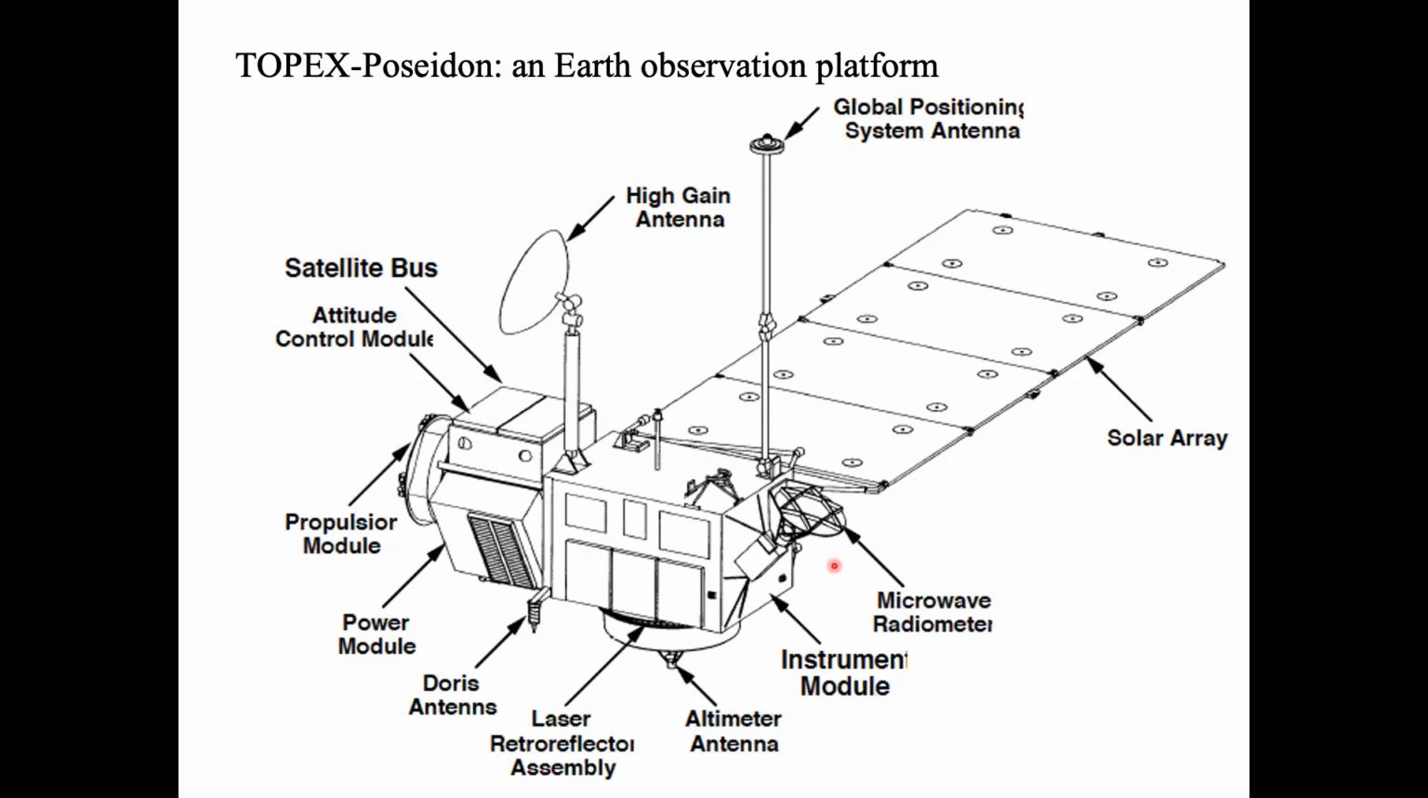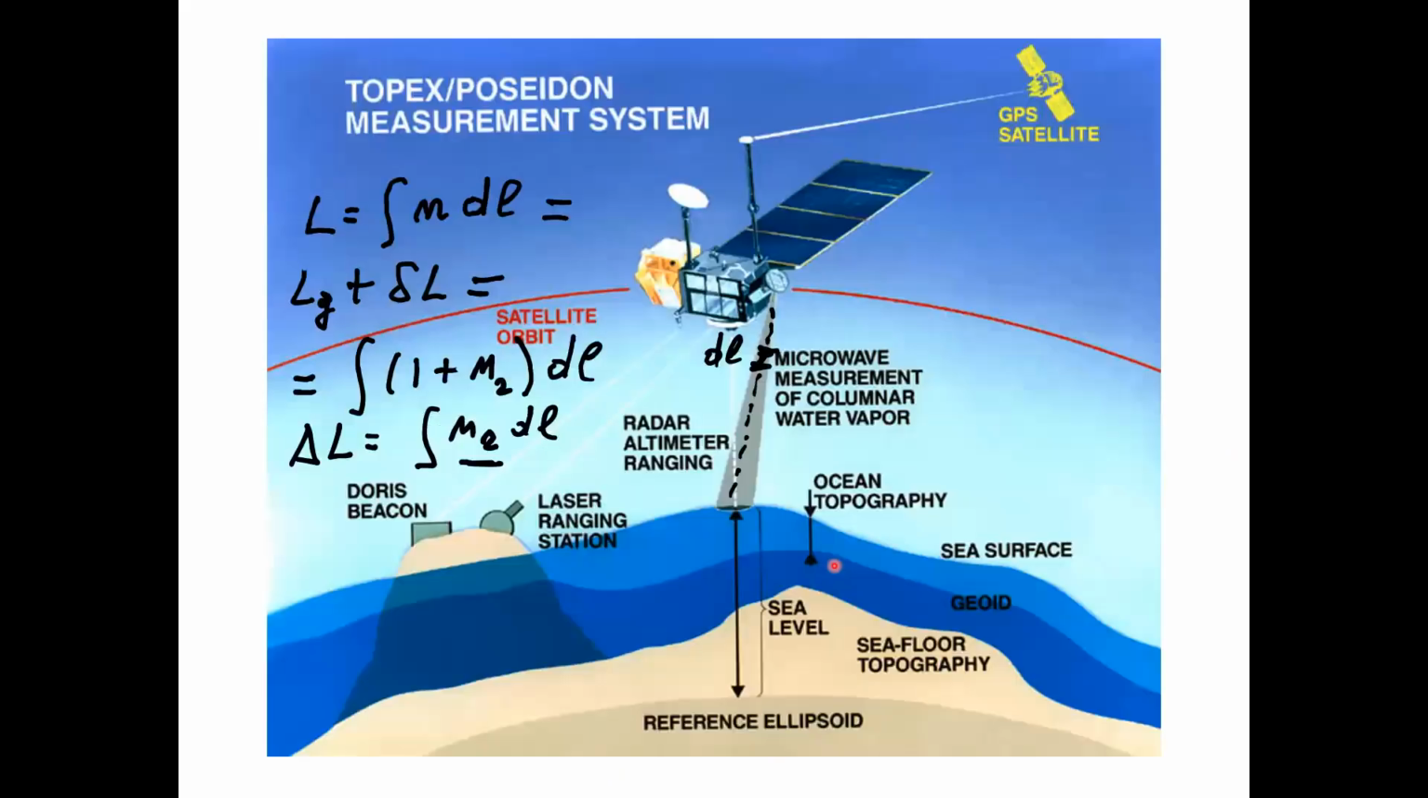But if you have to set requirements for a mission like this, first of all, very good orbit determination. Second, very high accuracy altimetric measurements. Okay? And you see here that in the entire system, you have a laser ranging station which helps with orbit determination together with the GPS satellites and the DORIS beacon system.